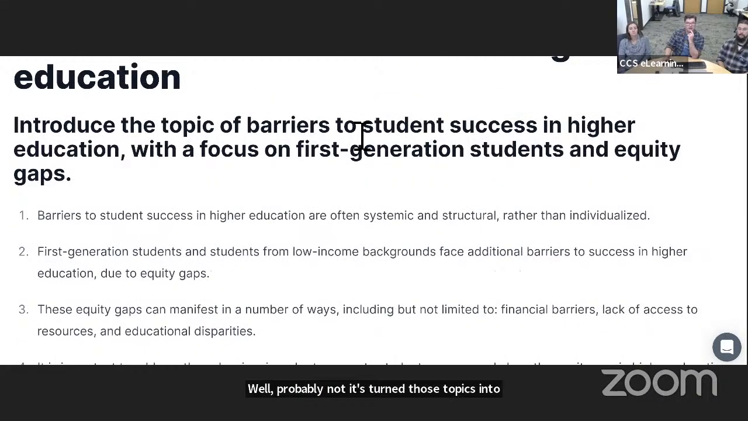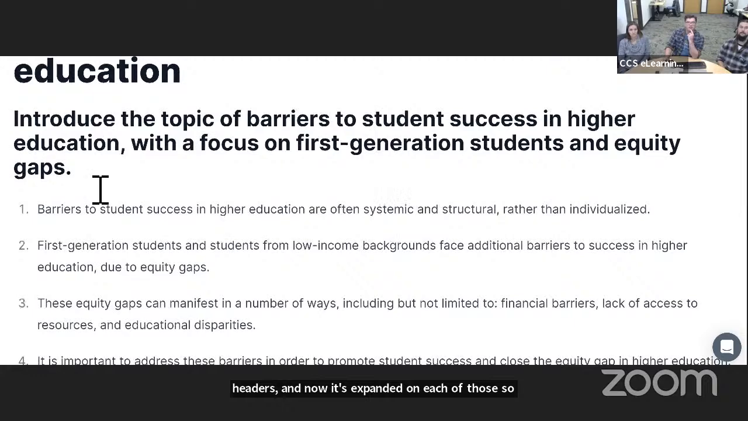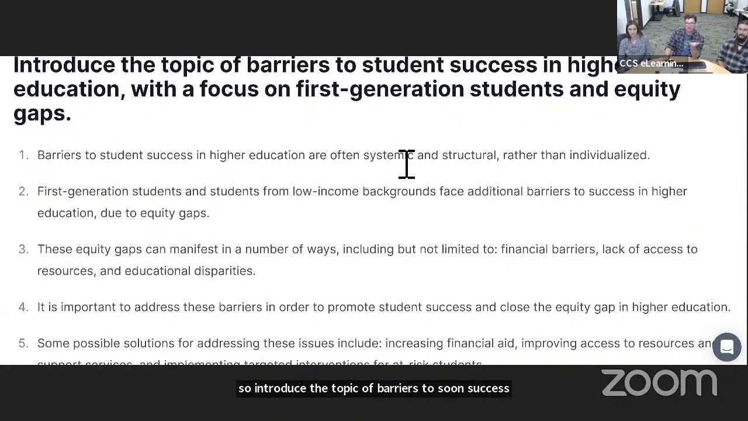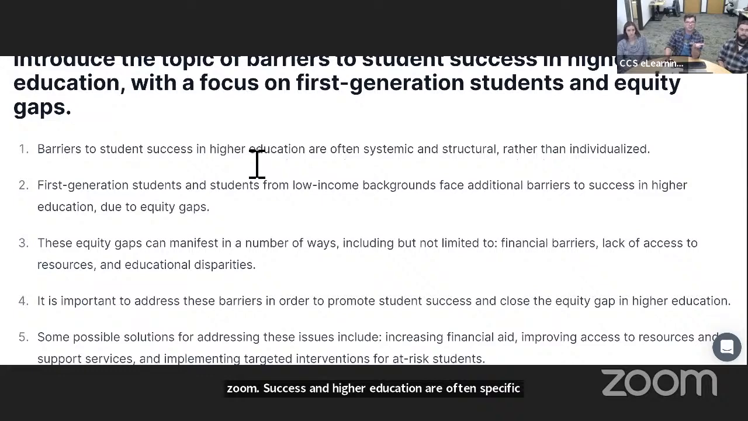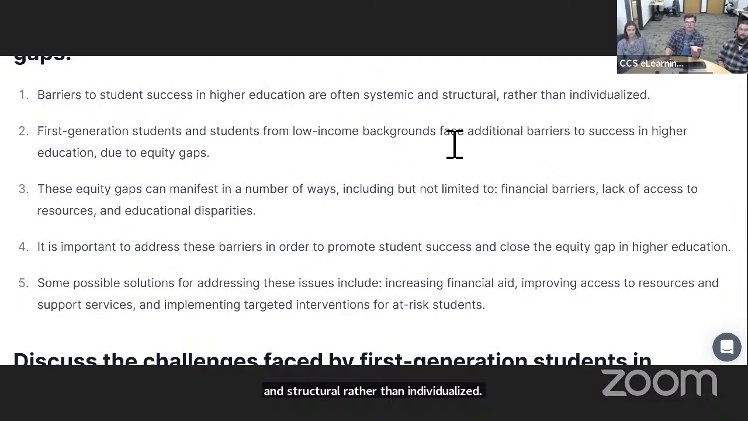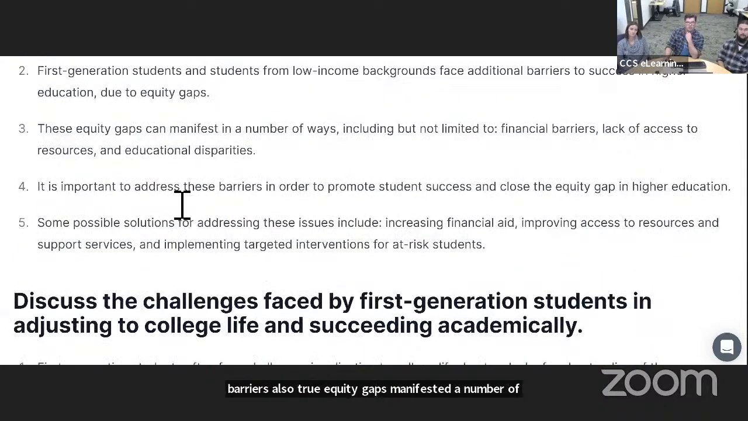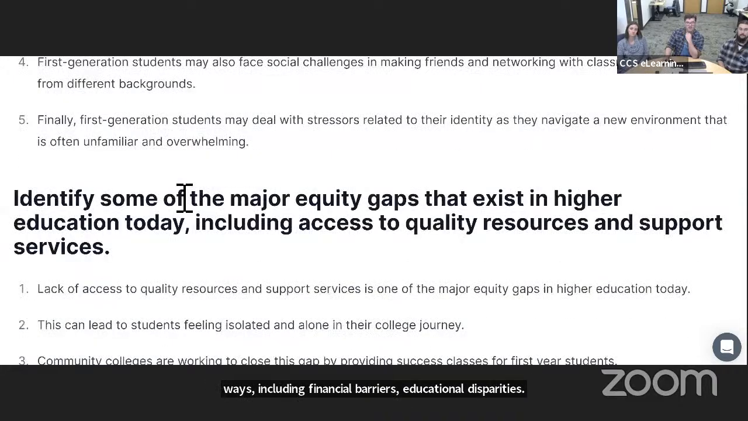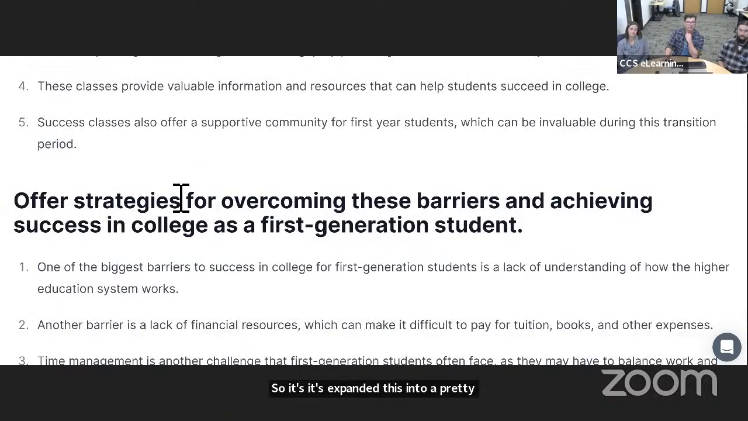So, introduce the topic of barriers to student success. Barriers to student success in higher education are often systemic and structural rather than individualized. Yeah, that's true. First-generation students and students from low-income backgrounds face additional barriers. Also true. Equity gaps manifest in a number of ways, including financial barriers, educational disparities. So it's expanded this into a pretty decent outline again.